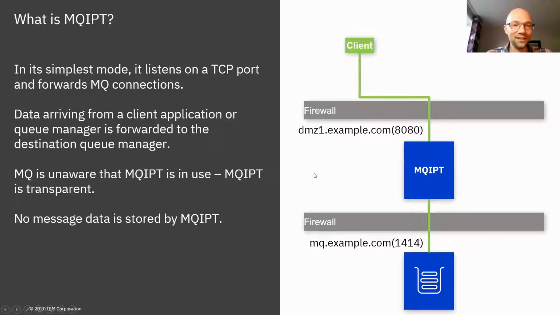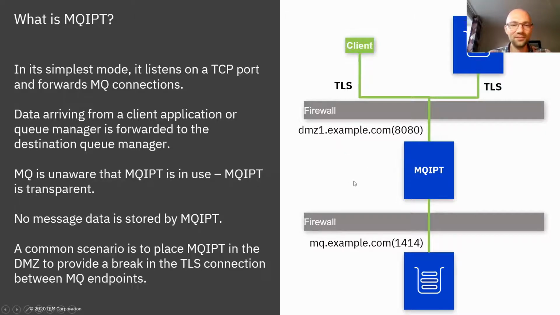So you can place it, for example, in the DMZ for connections coming in or out of your enterprise. And that's somewhere where you might not want sensitive data, such as MQ messages, to be stored. And IPT actually doesn't store any persistent data at all, so it's good for placing in those sorts of environments. So that was its very simplest mode that I had on the slide before, where a connection comes in and simply gets proxied on to its destination.